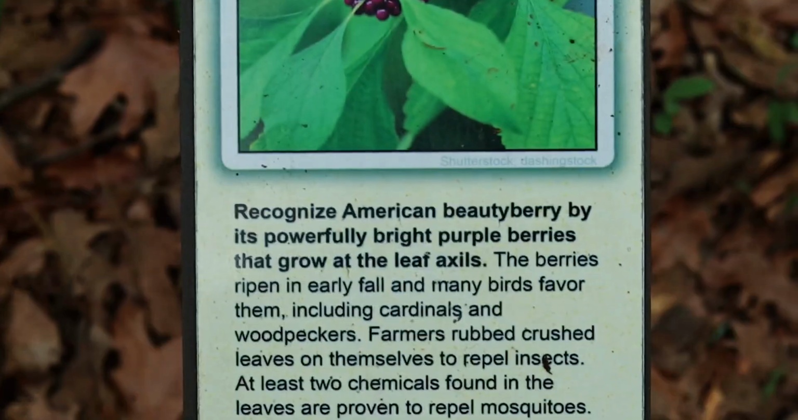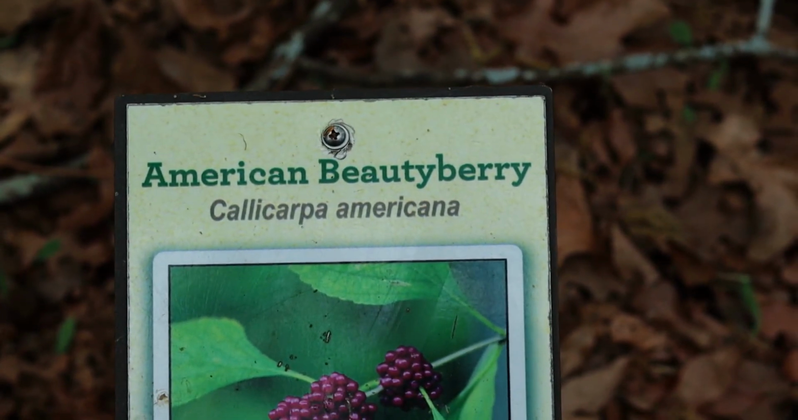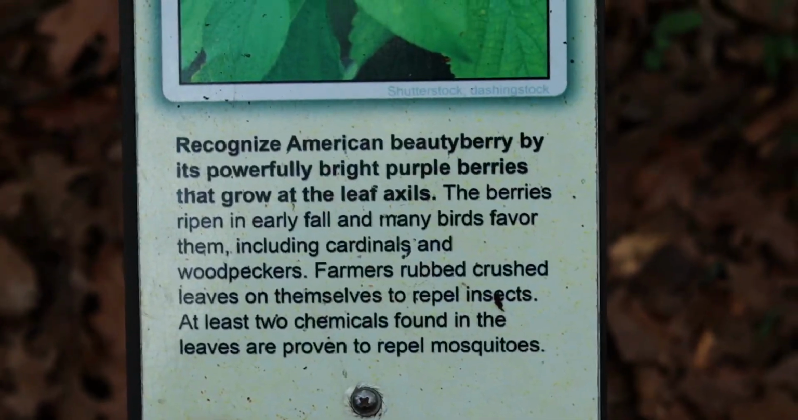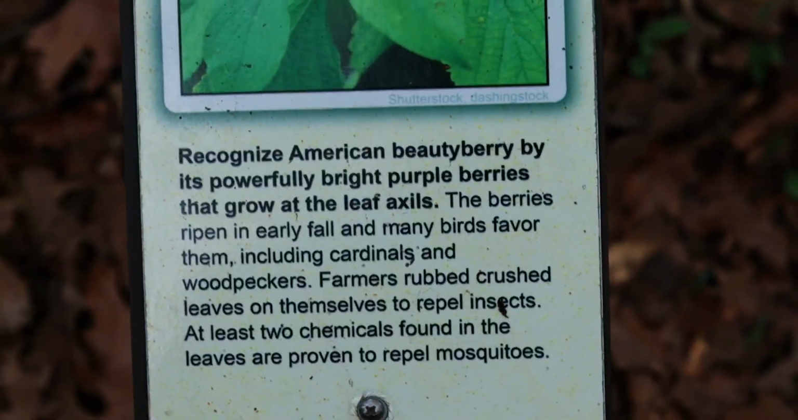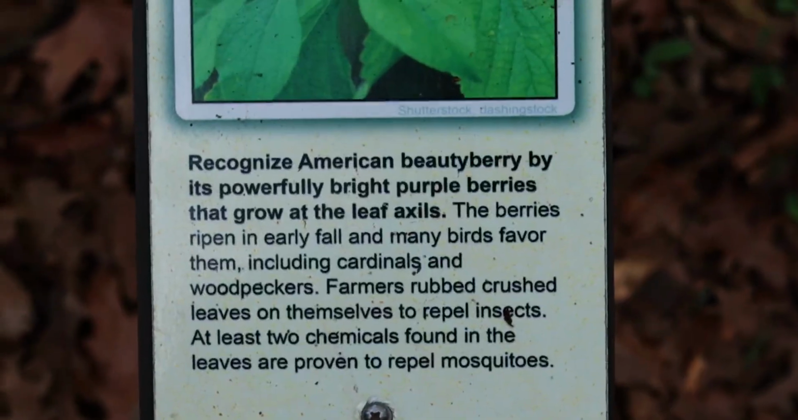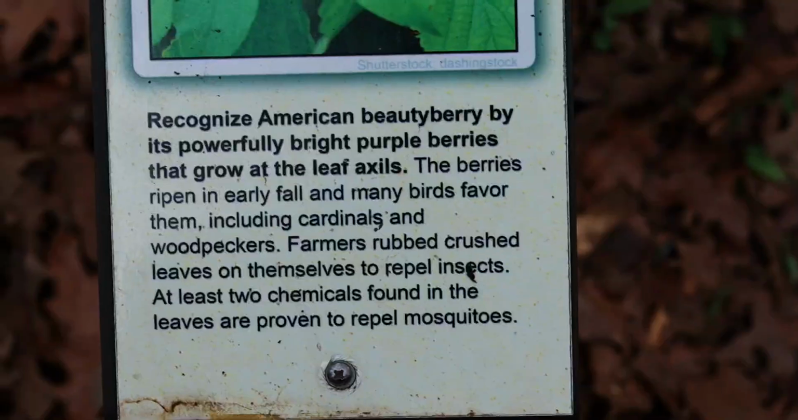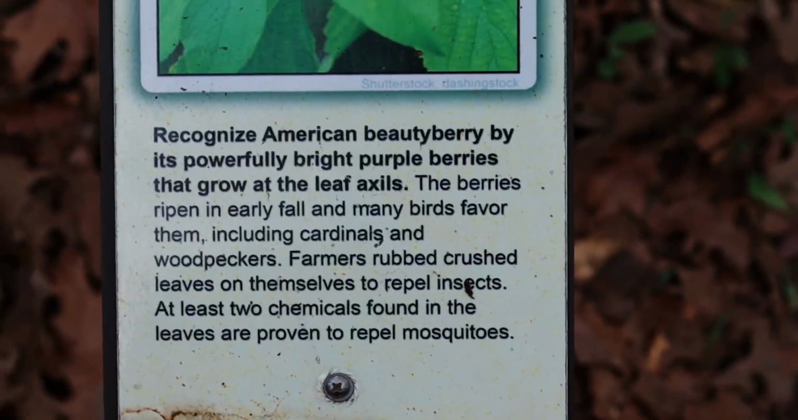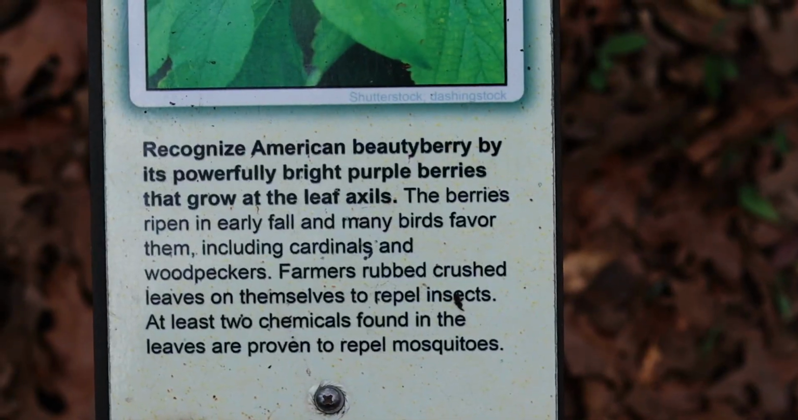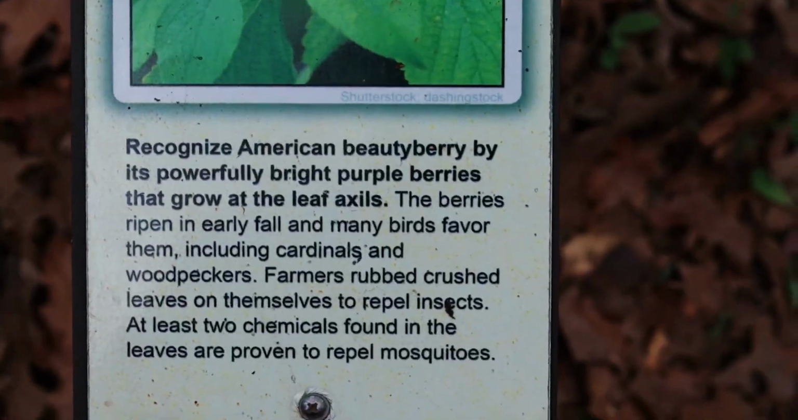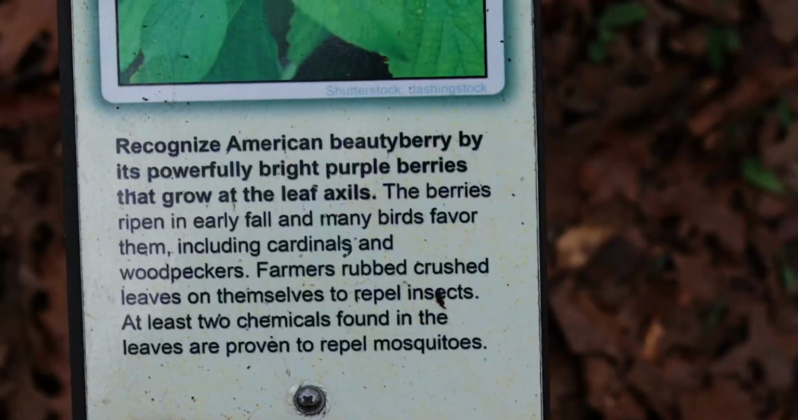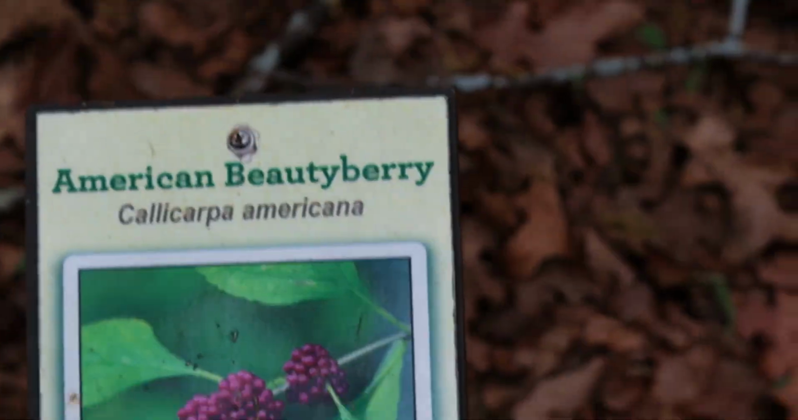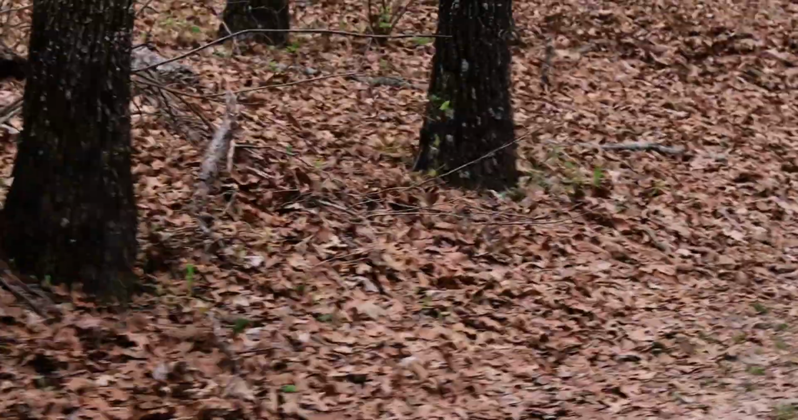Another one I see quite frequently. American Beautyberry. Recognize American Beautyberry by the powerfully bright purple berries, say that 3 times fast, that grow in the leaf axils. Berries ripen in early fall. Many birds favor them, including cardinals and woodpeckers. Farmers rubbed crushed leaves on themselves to repel insects. At least 2 chemicals found in the leaves are proven to repel mosquitoes. Very interesting. That's really cool.